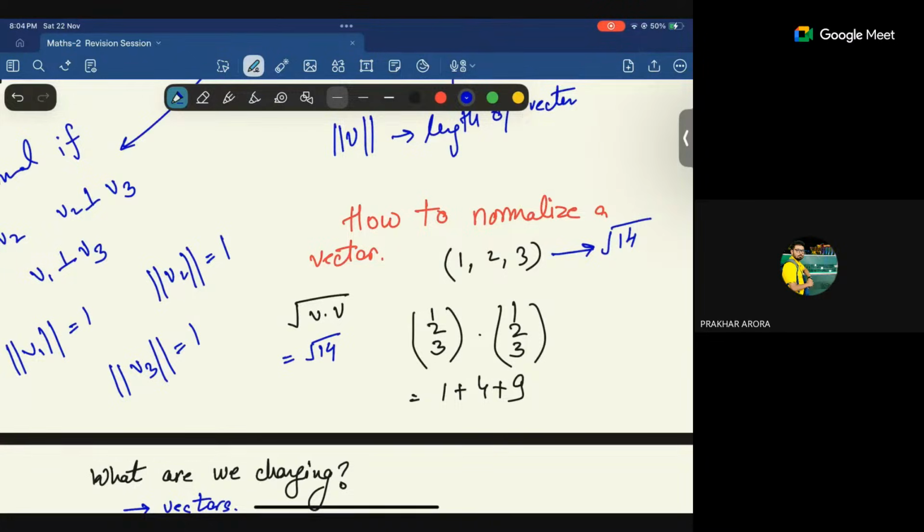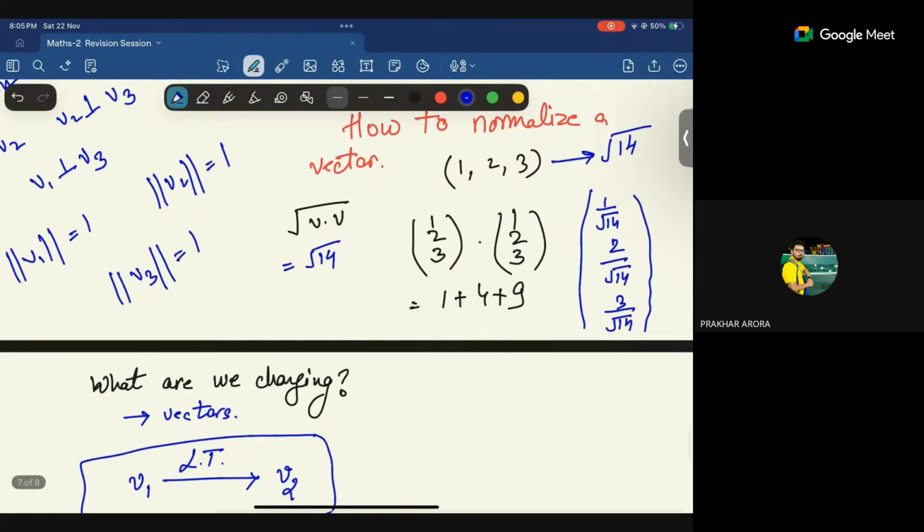But we want this length to be 1. So what will I do to make it length 1? I will divide all the coordinates by the length. Now this is a unit length vector.